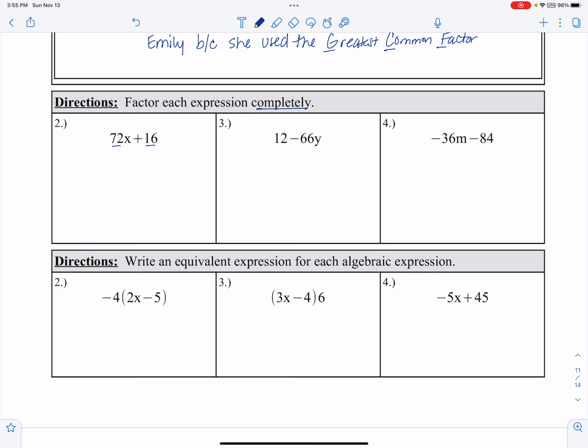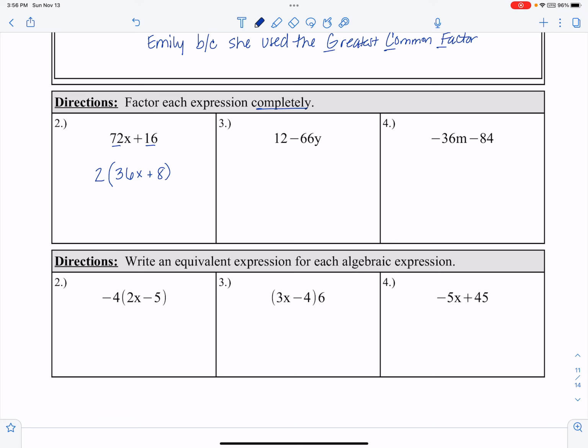So I know 1 and 16. Let's say I don't know if 16 can be factored. 16 times something is 72. Let's just say I'm not sure. And so I pick something that I am pretty sure. So let's say I pick something completely wrong, and I pull out a 2. So if I factor out a 2, our 72 divided by 2 is 36. So 36x plus 8. So I definitely did not get the greatest common factor.